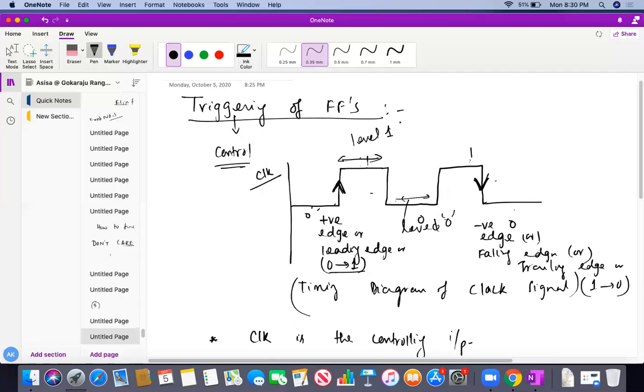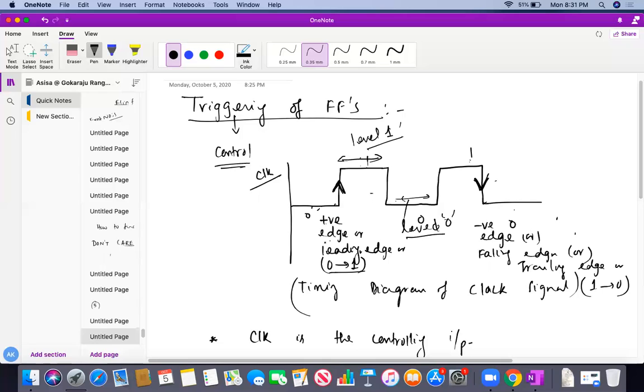So there are 2 different types of triggering or activating the flip-flops. One is edge triggering or level triggering. So there are mainly 2 levels, level 1 or level 0, or there are 2 edge triggerings, positive edge or negative edge, or leading edge, trailing edge, falling edge. You can say like this. With the help of this triggering phenomenon, we can change the state of the flip-flop.